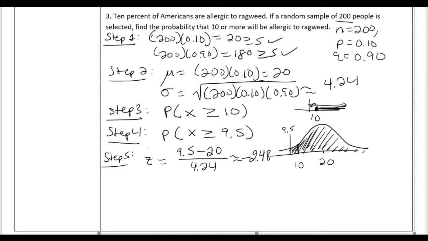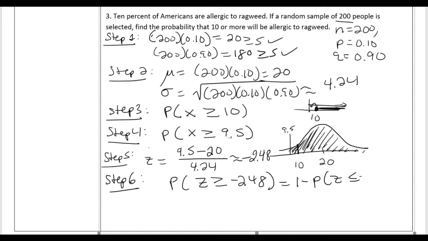All right, step 6, now we're going to find the solution. So we want the probability that z is greater than or equal to negative 2.48. Remember, since we want the area to the right, the table by default gives us the left side. So we need to find the right side by subtracting from 1. So we need 1 minus the probability for the left side, and that will give us our answer.